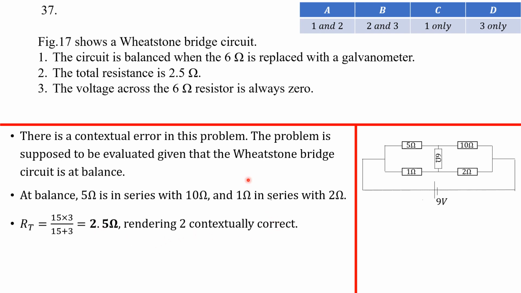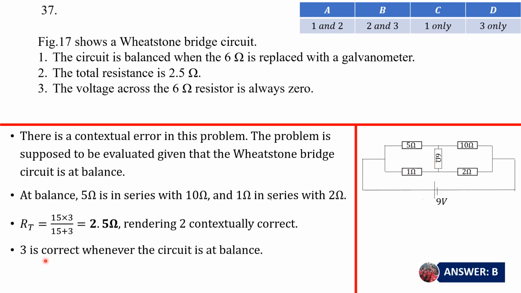We're entering into contextually correct. Why am I saying contextually correct? If you get the context of the problem right, that this is at balance, then the 6 ohm has no role to play at balance. So statement 3 is correct whenever the circuit is at balance. The voltage across the 6 ohm resistor is always 0 if the circuit is at balance. So you notice that 2 and 3 would have been correct if the circuit is at balance. So B is our answer there.